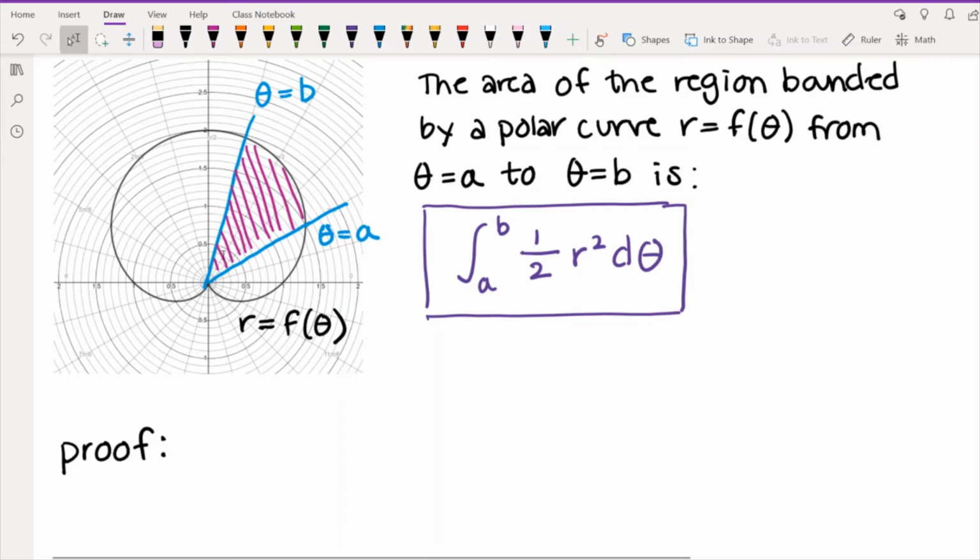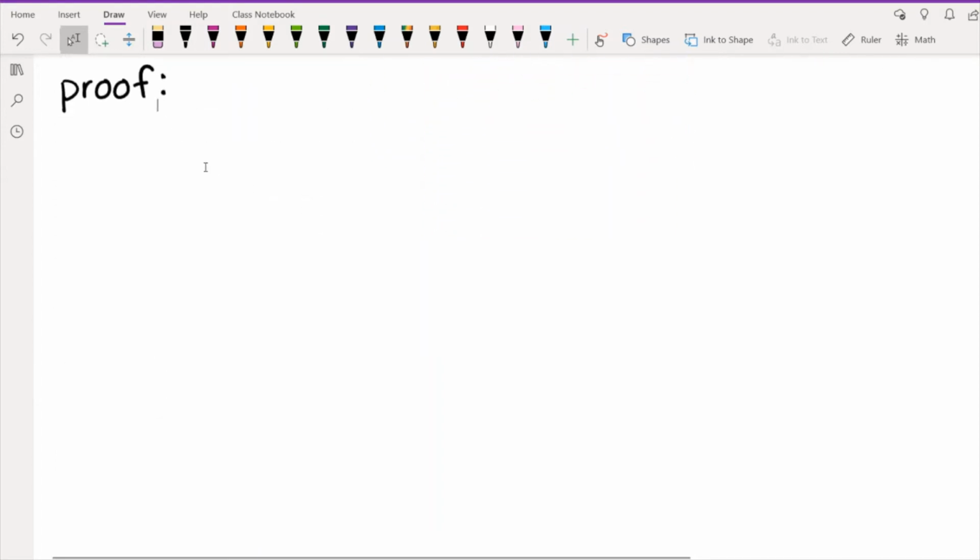But the pieces we're going to divide this up into, they're not going to look like rectangles. They're going to look kind of like pieces of a pie. So basically there's a new kind of shape that we need to know how to find the area of, because we're not just going to be adding up rectangles, we're going to be adding up these sort of pie pieces. So the first thing we need to do is learn how to find the area of something called a sector.